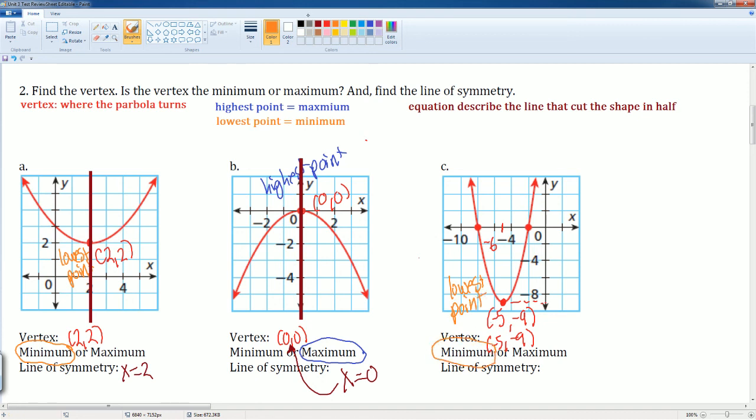The line of symmetry is what cuts it in half. And it cuts it down right here where x is equal to the x value of the vertex, which is negative 5. So you write x is equal to negative 5. There you go. That is how you do number 2.